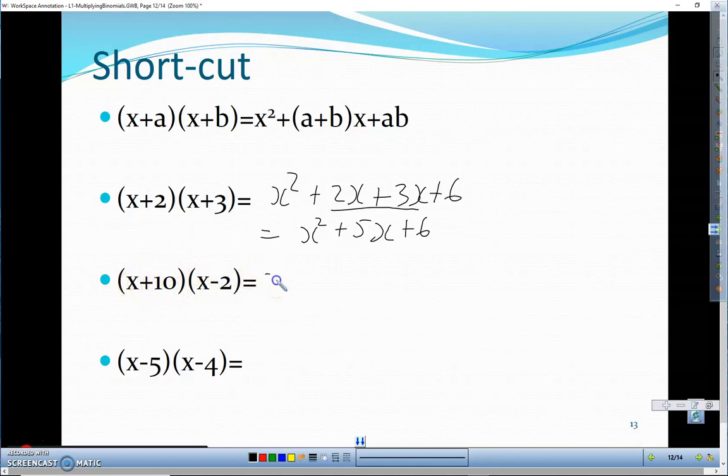If we were going to do it, x squared, 10 plus minus 2 is 8. That's plus 8x. 10 times minus 2 is minus 20. This one at the bottom, x squared, minus 5 minus 4 is minus 9x. And plus 20. Again, when I do these things, I do it in my head.